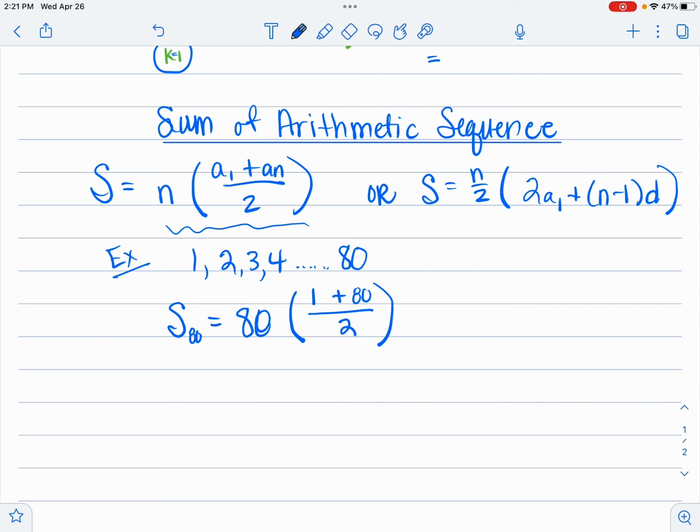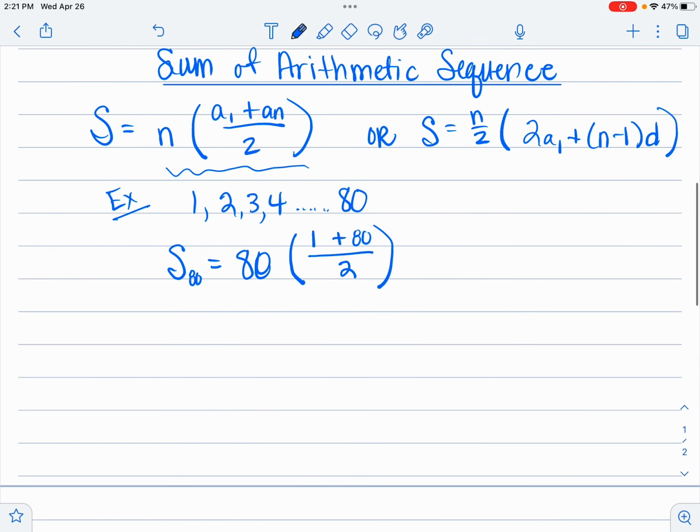Okay. Now, I was trying to find one where we didn't know the last term. Okay, so here we go. Here's a good one. So this is the same thing. So say it's 2, 5, 8, and so on.